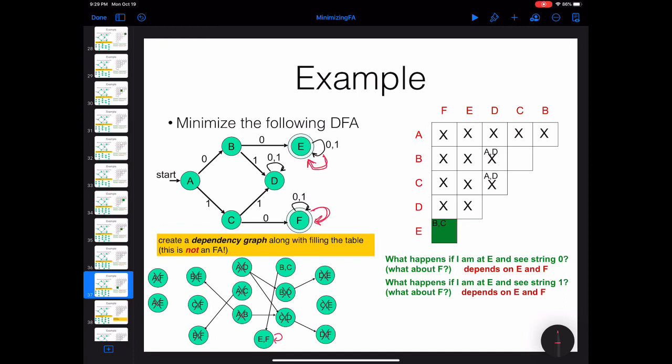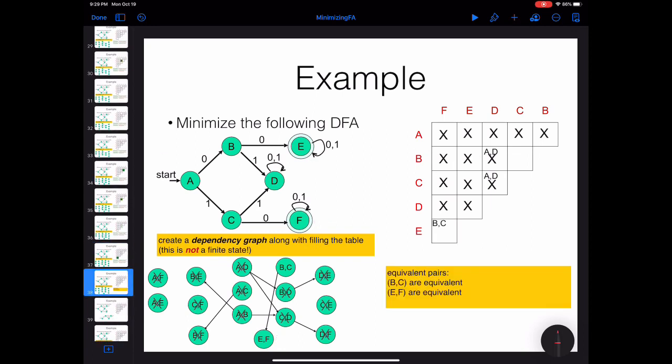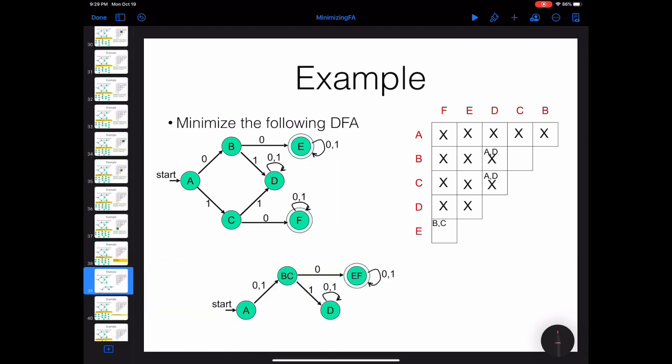I'm done with the table. I have checked all of the cells, and all those cells that haven't been marked, I can just fill them. So far, I know that E and F are going to be equivalent. So the other pair that depends on them, B and C, are going to be equivalent as well. So in this case, what I will learn is that the pair B and C are equivalent, and the other pair E and F are equivalent.